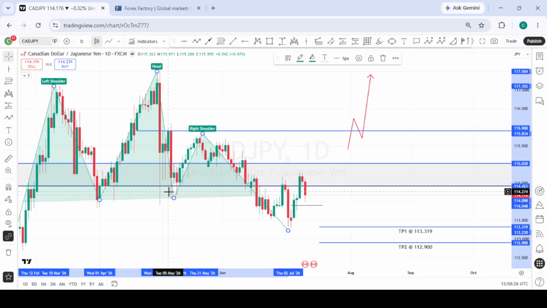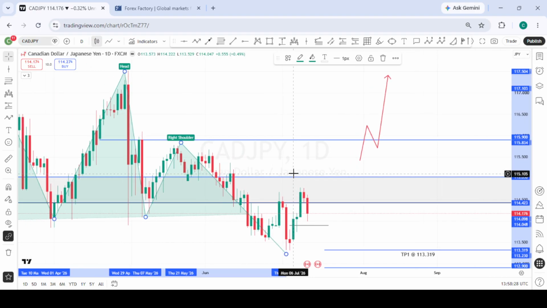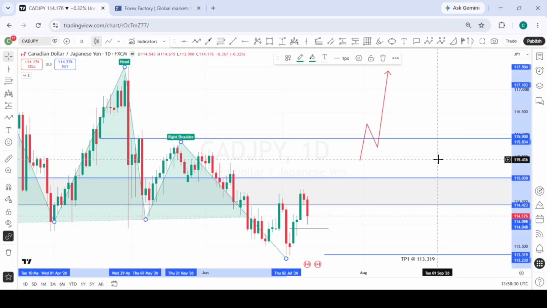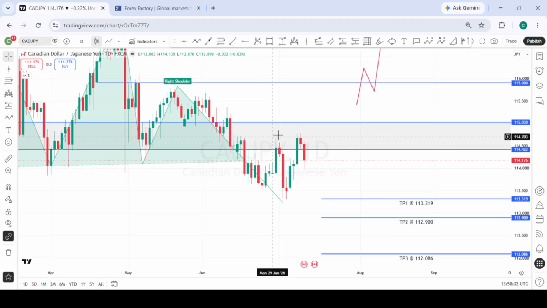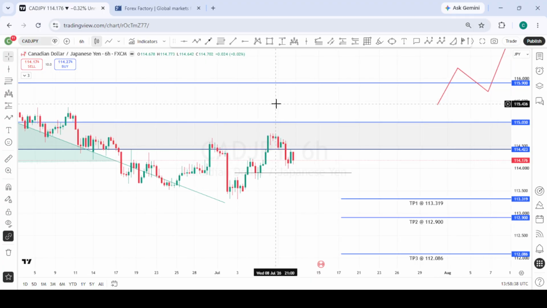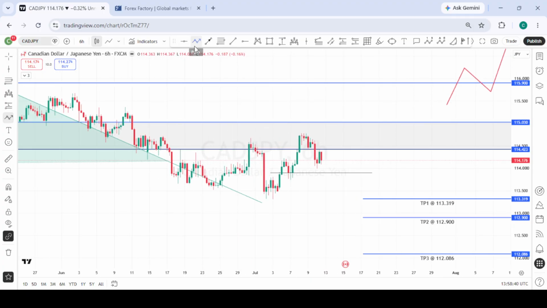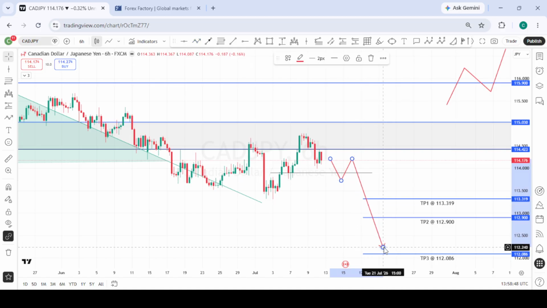So going into next week, we'll be looking out for a structural shift on a smaller time frame. I think this is 4 hour or 6 hour. Yes, so we're expecting a structural shift here. If we get a structural shift here, we look for a possible lower high formation, and we look for selling opportunities to the downside to target the various targets we have below.